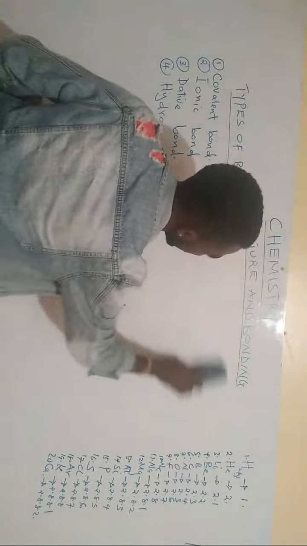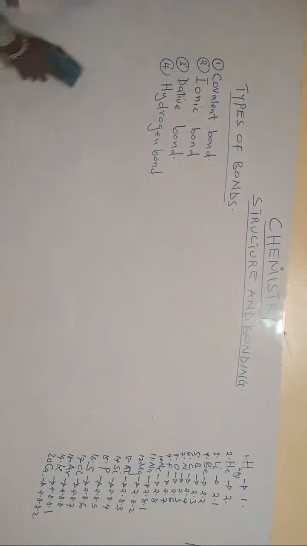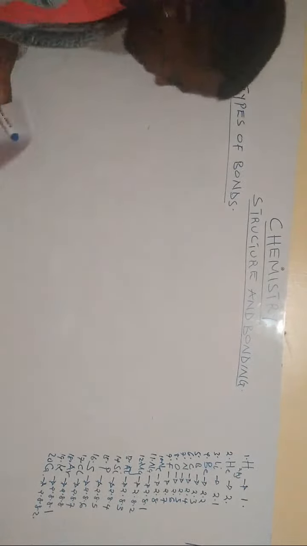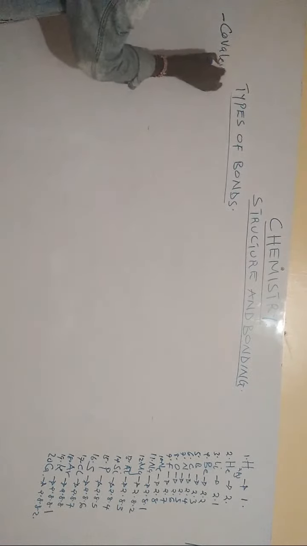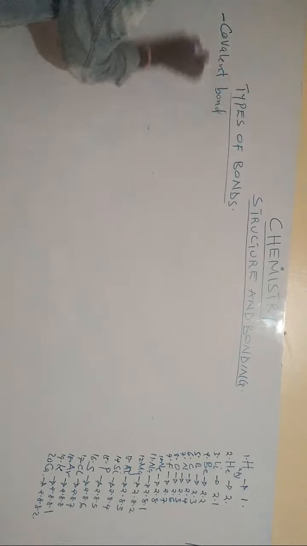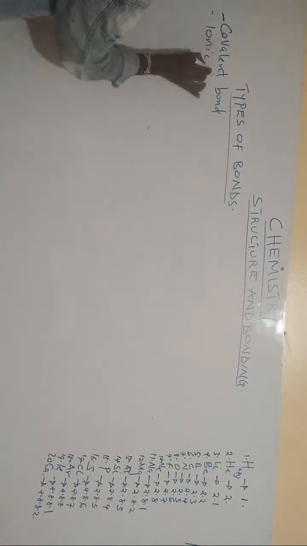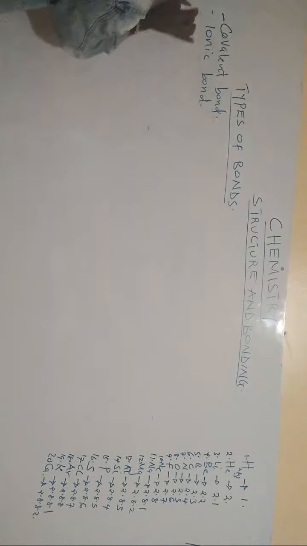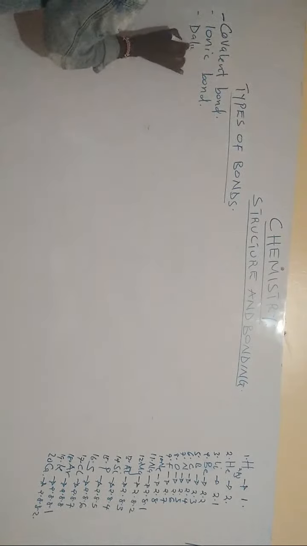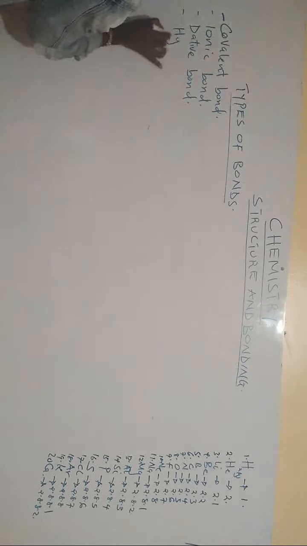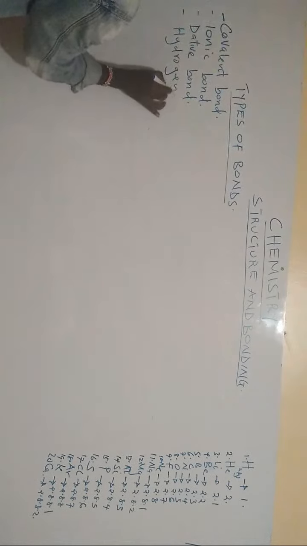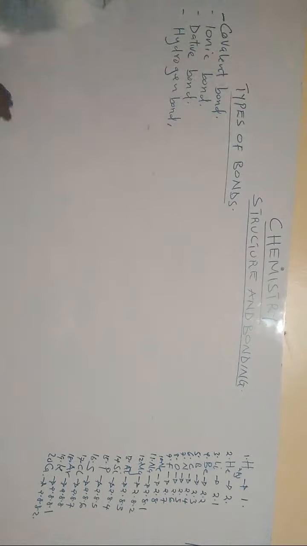So let's start with the first one. Let me just have them somewhere here. We have covalent bond. We had ionic bond. We have dative bond. Dative bond is the coordinate bond, students. We have hydrogen bond. So let's start with the first one, the covalent bond.